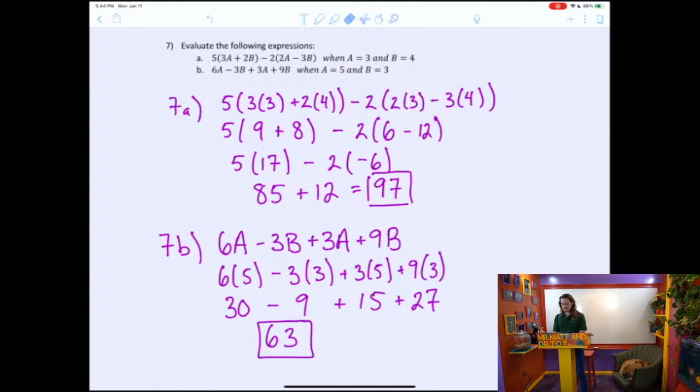For 7b, we're going to substitute in 5 wherever we see a, and we're going to substitute in 3 wherever we see b. So we're going to get 6 times 5 minus 3 times 3 plus 3 times 5 plus 9 times 3. 6 times 5 is 30. Negative 3 times 3 is negative 9. 3 times 5 is 15. And 9 times 3 is 27. 30 minus 9 plus 15 plus 27 is going to give you a positive 63 as a final answer.